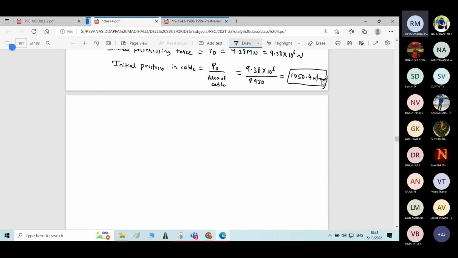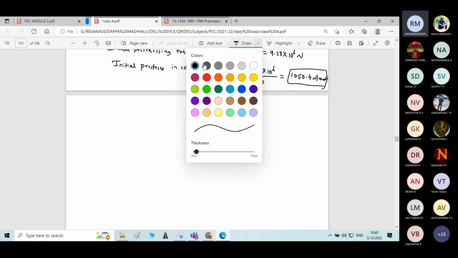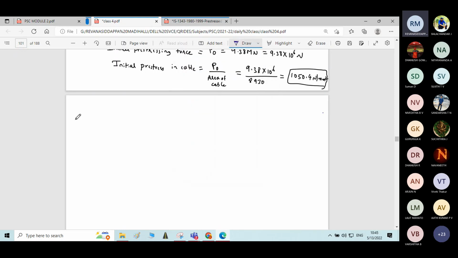In this initial pre-stress, there will be losses. Now we will calculate all those losses. Adding together, we will get the total loss. Then knowing the total loss and initial pre-stress, we can calculate the percentage loss. Now we will go one by one. What is the first one? That we calculated in the previous problem, loss due to elastic deformation.